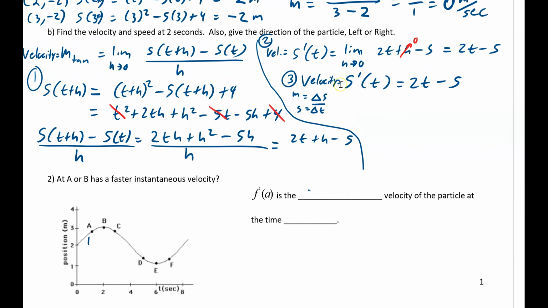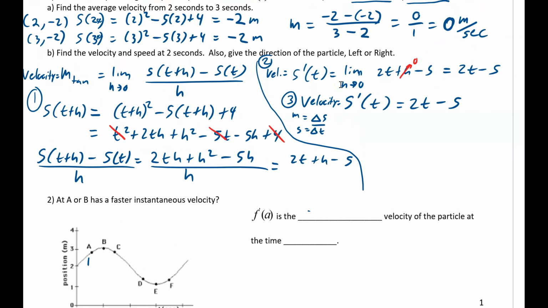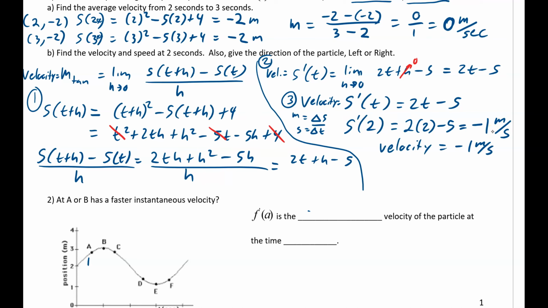So if we want to find the velocity at 2 seconds, then what we're going to do is plug in 2 for our time. And this gives us -1. Since our velocity is a change in s over change in t, we know our change in s is meters, and our change in t is seconds. So it tells us our velocity is -1 meters per second.